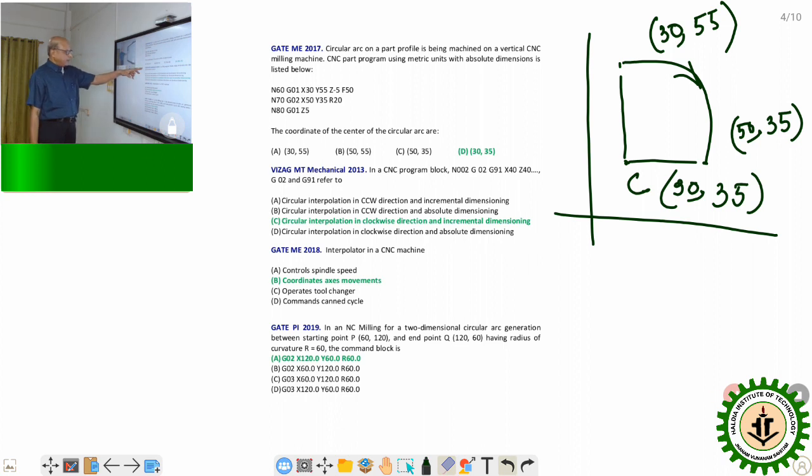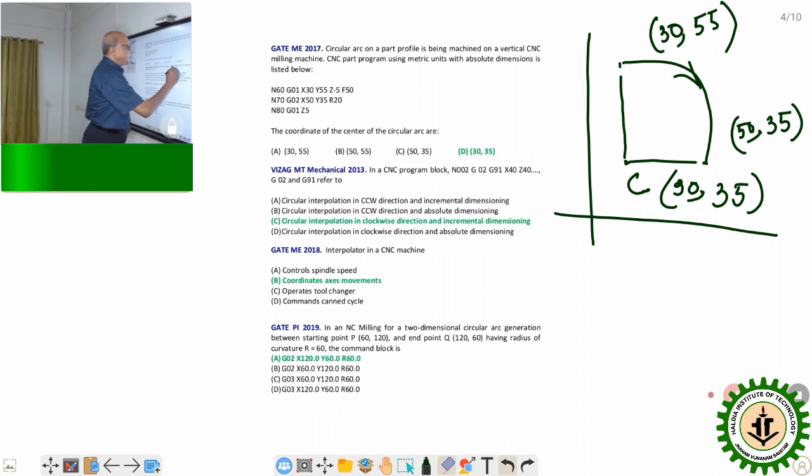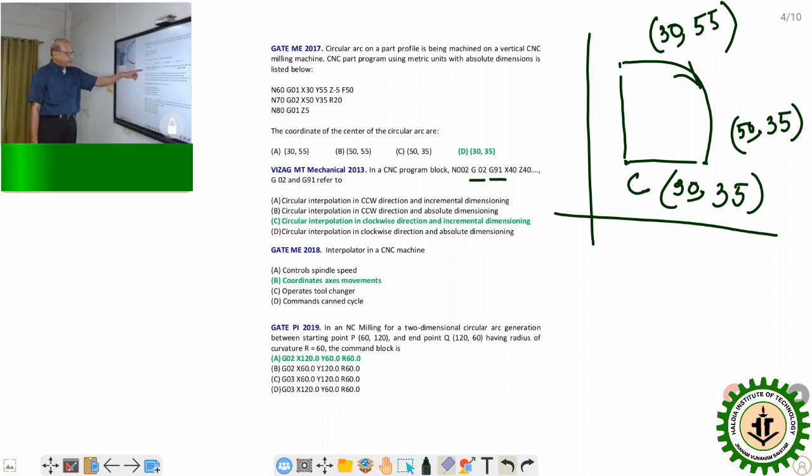This one is for Vizag MT mechanical examination held in 2013. That is also related to the one program block which reads N002, G02, G91, X40, Z40, that part is not required. So as far as this particular command block is concerned, there are two key commands. One is G02, another is G91. So in effect to G02 and G91, out of these 4 options, which would be the correct one? That means which can correctly capture the interpretation of G02 and G91.